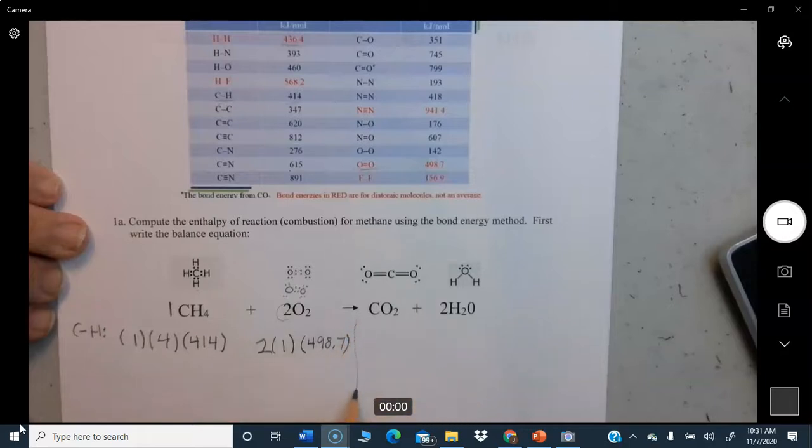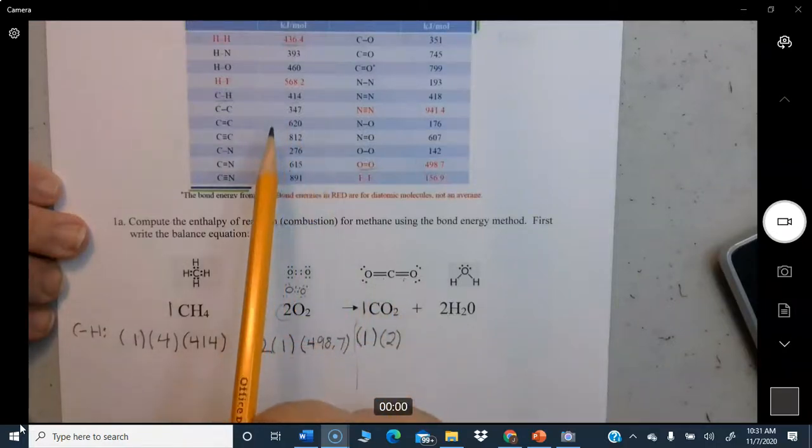Let me draw a little light line right here. Now we go to CO2. We have 1 mole of that, or one mole or 1 molecule, either way you want to say it. So there's 1 of those. Now how many bonds? Well, each one has a carbon-oxygen double bond and another carbon-oxygen double bond. So you have 2 carbon-oxygen double bonds.